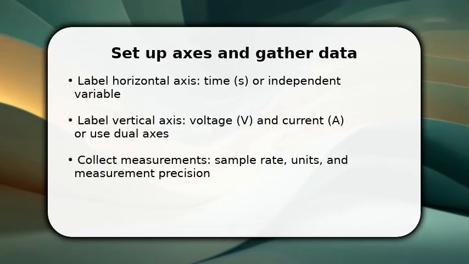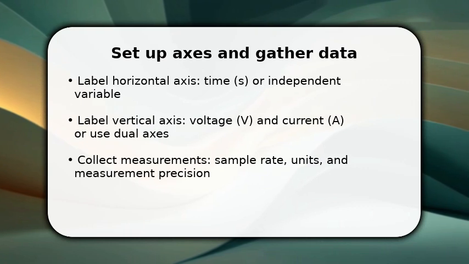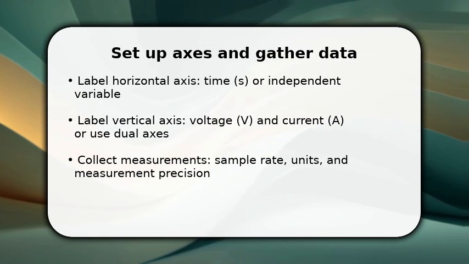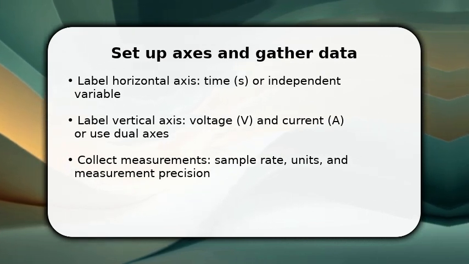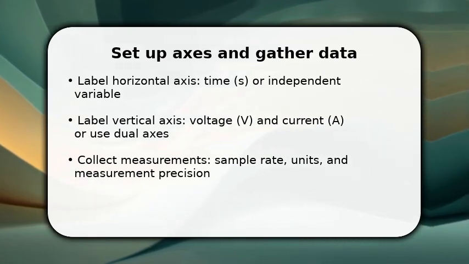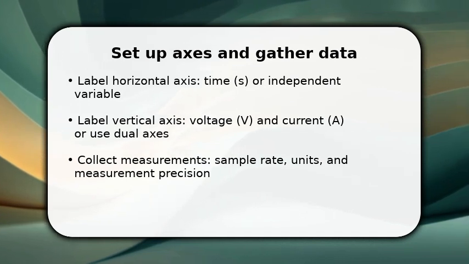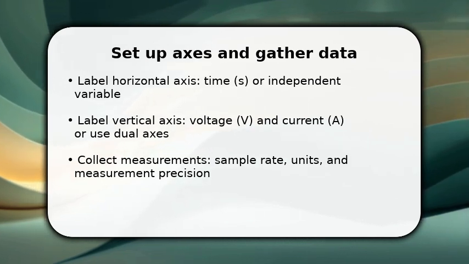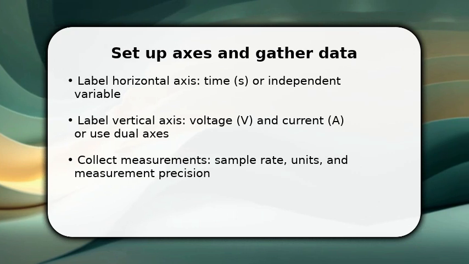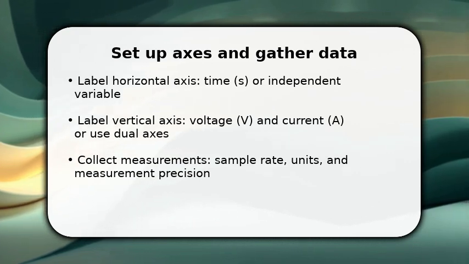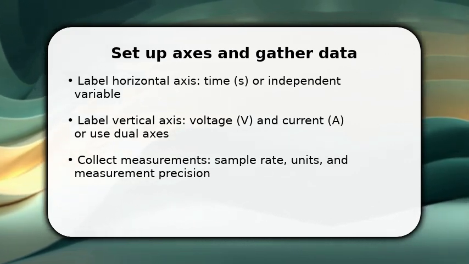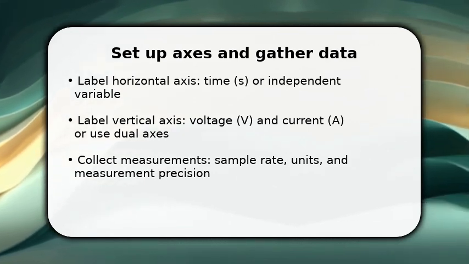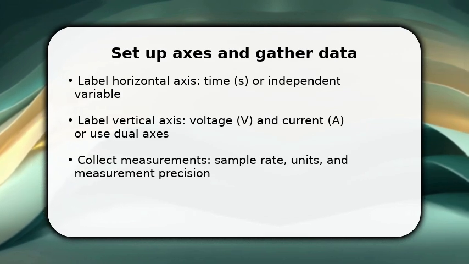You start by defining clear axes and gathering consistent data. Plot time or the independent variable on the horizontal axis and choose voltage or current for the vertical. If you need both on one chart, decide early whether to use a second vertical axis so scales do not mislead. Record sampling interval, units, and instrument precision. This matters later when interpreting slopes and peaks. Once done, organize your data in 2 columns and check for obvious outliers before moving to plotting.